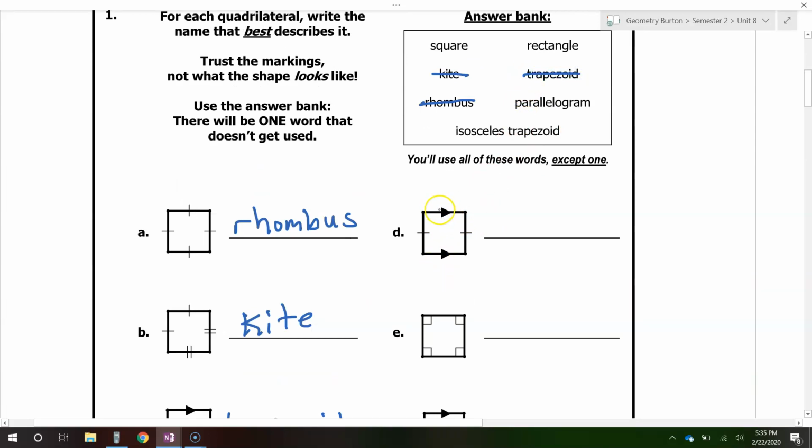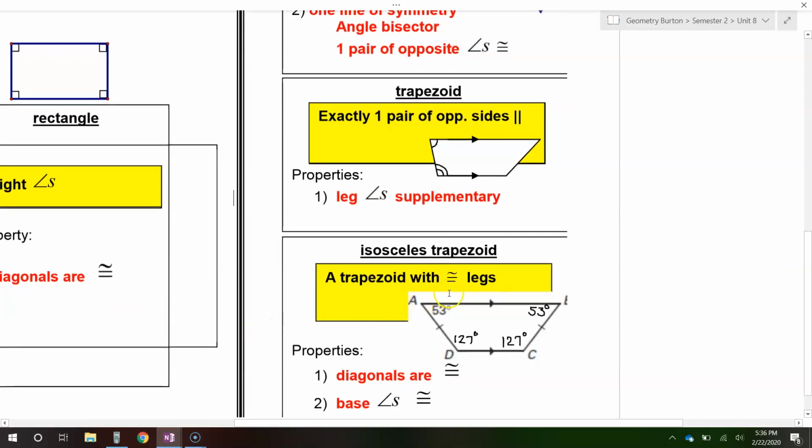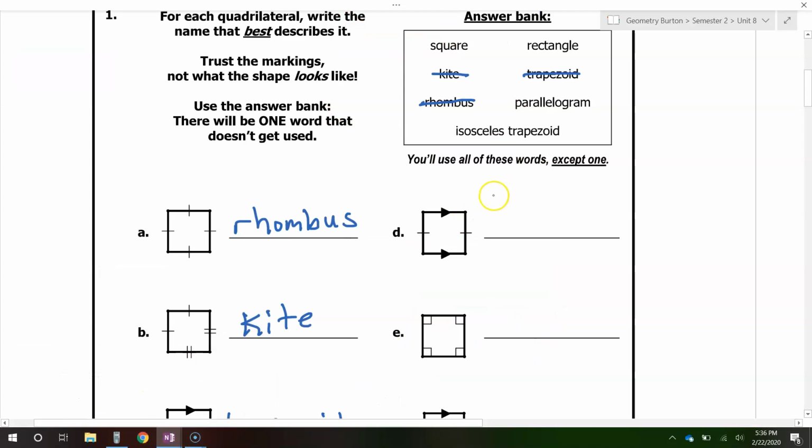Now, here we have one pair of parallel sides again, but the non-parallel sides are congruent. That is going to be your isosceles trapezoid, where you have one pair of parallel sides, but the non-parallel sides are congruent. So, isosceles trapezoid.